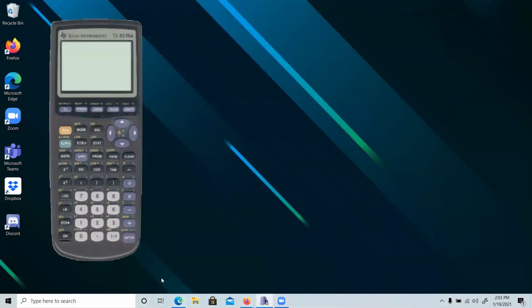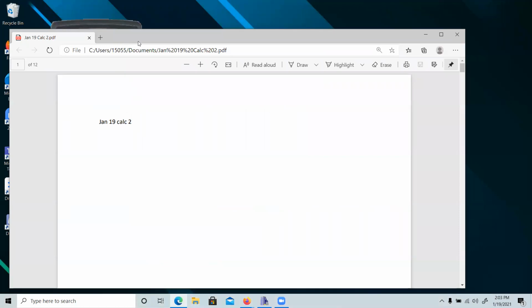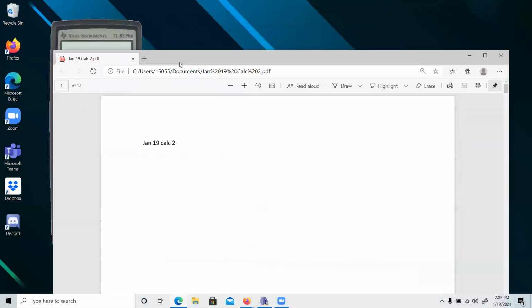Right, and I've got a little bit of a piece of paper here to start us with. So I'm going to draw you a couple of pictures before we start, just to give you an idea of what we're doing here.